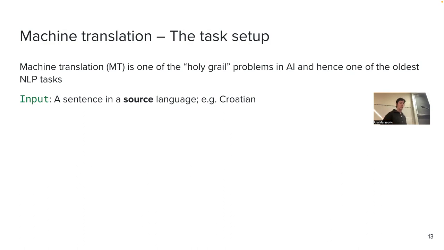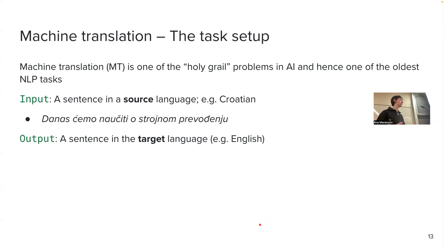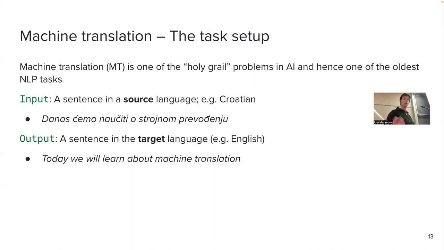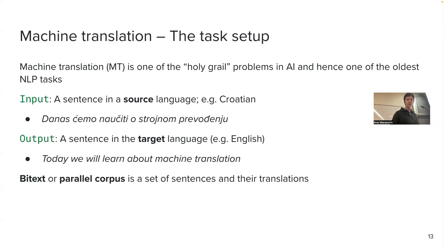The task, as you can imagine, is that you have a sentence in some source language. We use this terminology: the language we are translating from is called the source language. For example, in Croatian, we might have a sentence, "Danas ćemo naučiti o strojnom prevođenju," which we would, with machine translation, automatically translate into a sentence in the target language. For example, in English, that would be, "Today we will learn about machine translation." That's it, like in human translation, just done by machines.